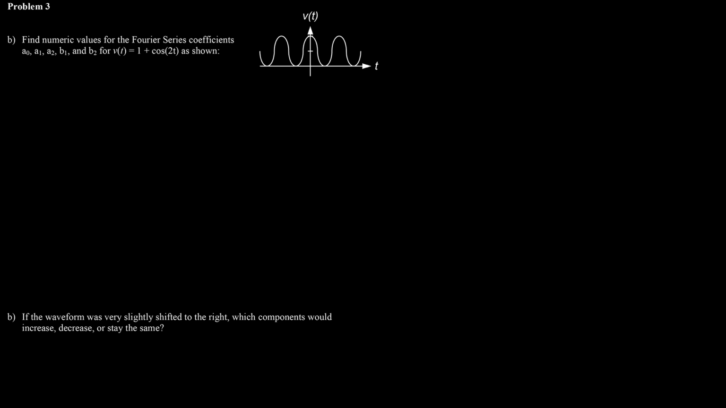Next problem is to find the Fourier series coefficient values. So that's the Fourier series analysis of this waveform, in particular the a sub naught through a sub 2, b sub 1, and b sub 2. There's three ways to do this. Let's start off with the good way. The good way is to evaluate the integrals.